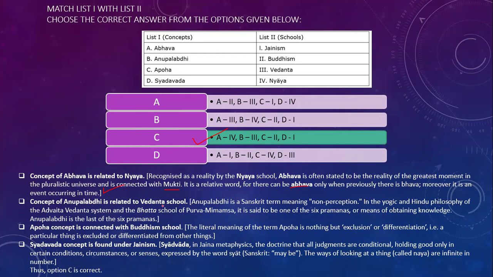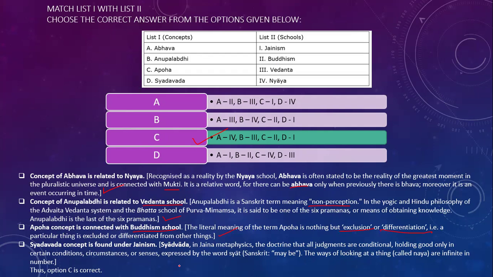The concept of anupalabdhi is related to the Vedanta school. Anupalabdhi is a Sanskrit term meaning non-perception. In the Advaita Vedanta system and the Bhatta school of Purva Mimamsa, it is said to be one of the six pramanas, or means of obtaining knowledge. Anupalabdhi is the last of the six pramanas. So, Vedanta school. The apoha concept is connected with Buddhism. The literal meaning of apoha is exclusion or differentiation: a particular thing is excluded or differentiated from other things.